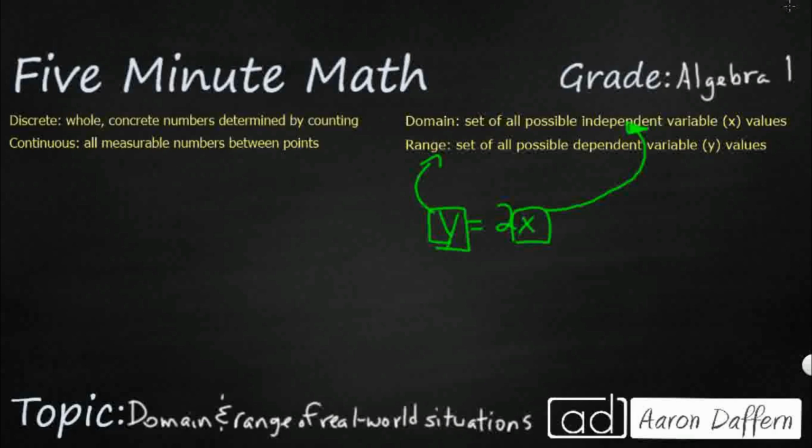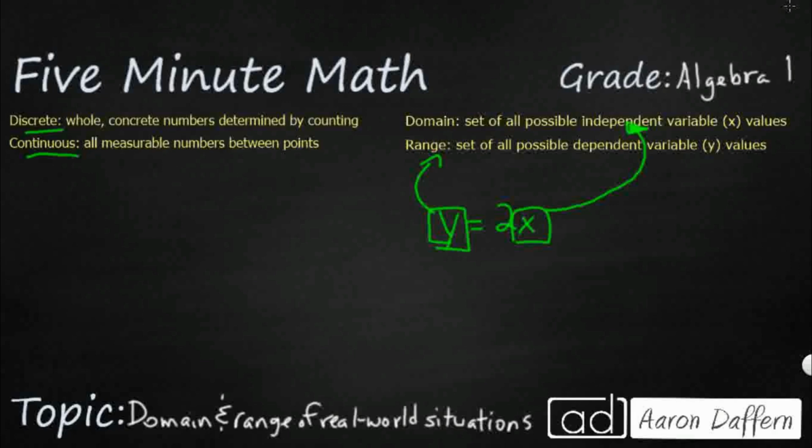Now, both of these in this situation are continuous, because I have not put any boundaries. I have not said they have to be less than 5 or have to be greater than 2.6. So continuous data is data that includes all measurable numbers between points. And in this case, they're between infinity.